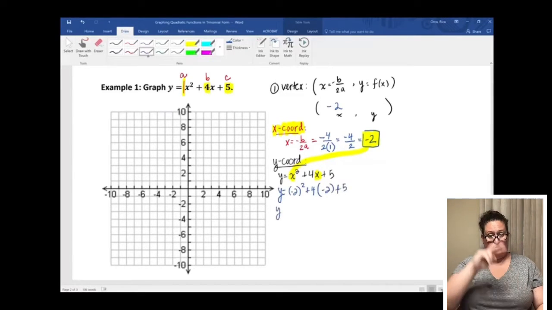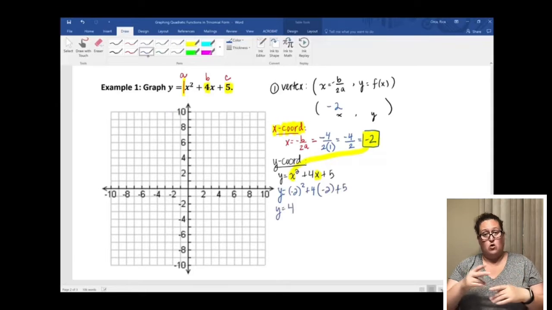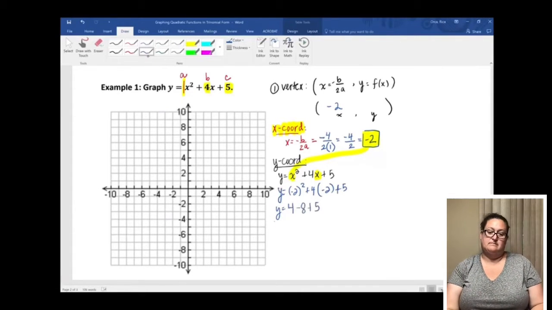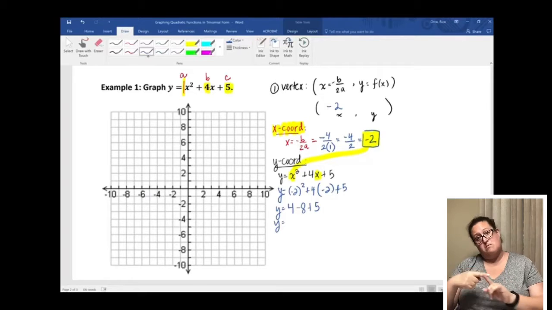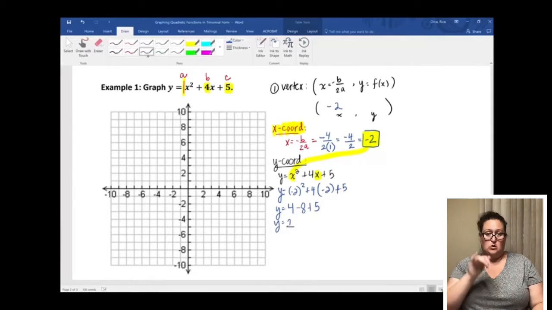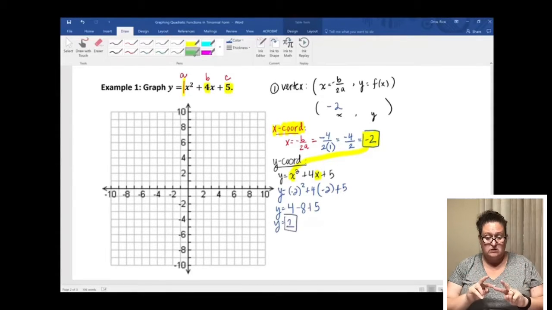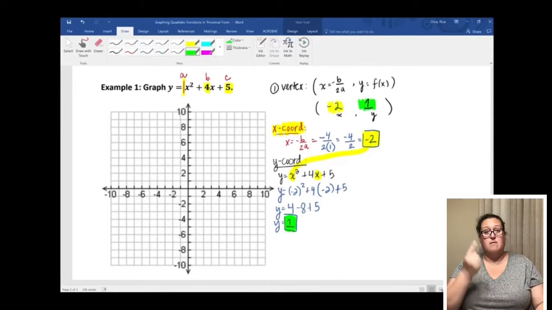Negative 2 squared is 4. 4 times negative 2 is negative 8 plus 5. So 4 minus 8 is negative 4, and negative 4 plus 5 is 1. So the y coordinate of our vertex is at 1. So the vertex is negative 2, comma 1.